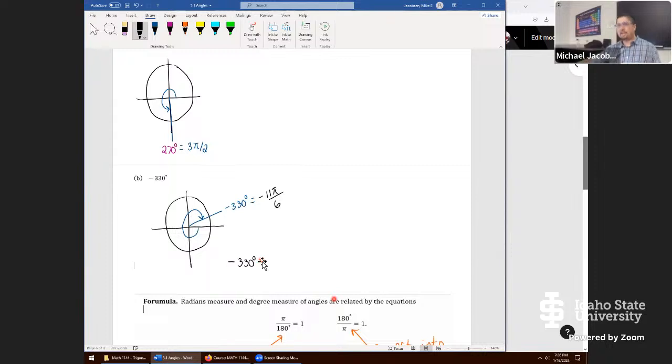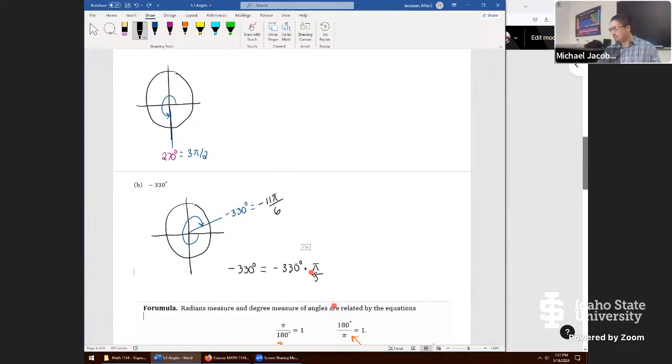I usually take this extra step. It's not required, but you'll notice in my notes, I write this out twice. It looks redundant, but it's only so you know what I started with. I started with the negative 330 degrees. Now over here is where my first step is actually going to be algebraically. We'll multiply this by pi over 180 degrees.